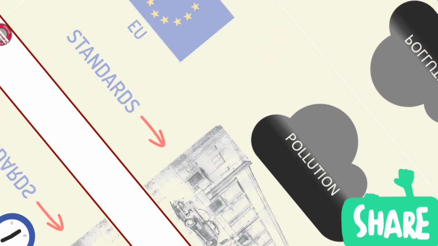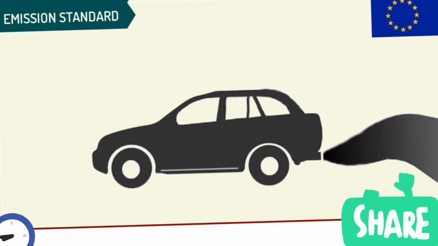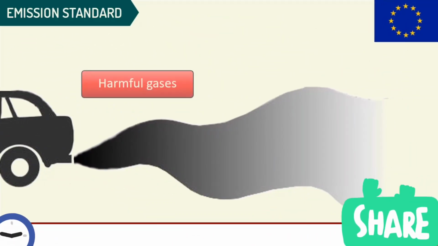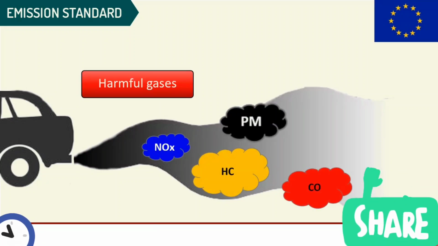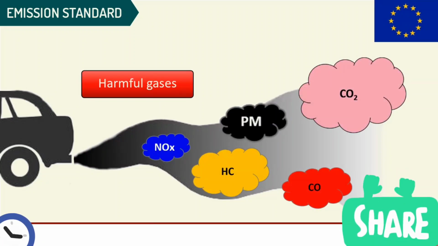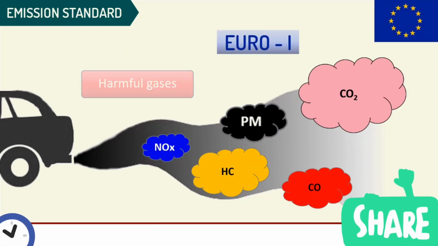maker companies. These norms had given some permissible limit on harmful gases such as nitrogen oxide, hydrocarbon, particulate matter, carbon monoxide, and carbon dioxide. Each car maker must follow these norms. It is called as Euro 1 standard.